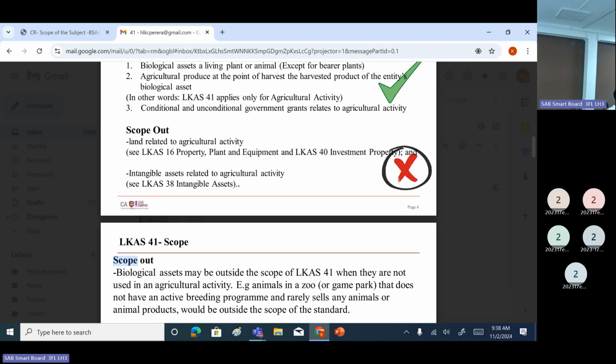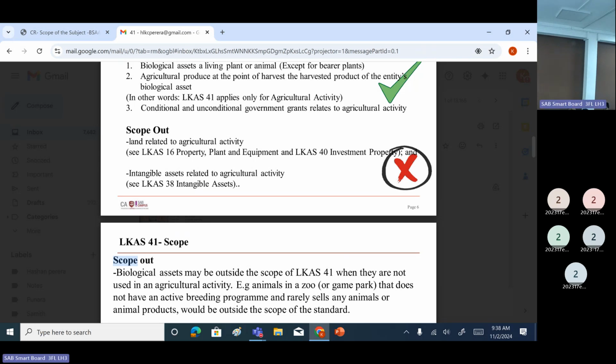Keep in mind, when you are going to value a tea plantation, the value of the tea plantation should not include the value of the land. That is very clear, right? That land should be valued according to IAS 16.